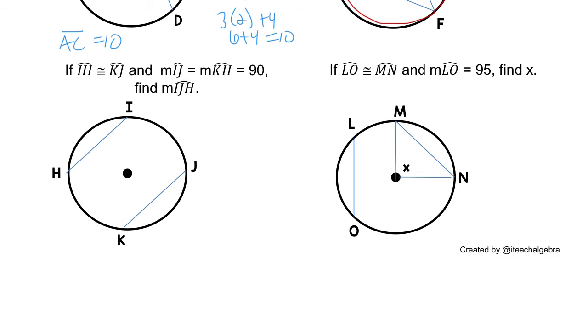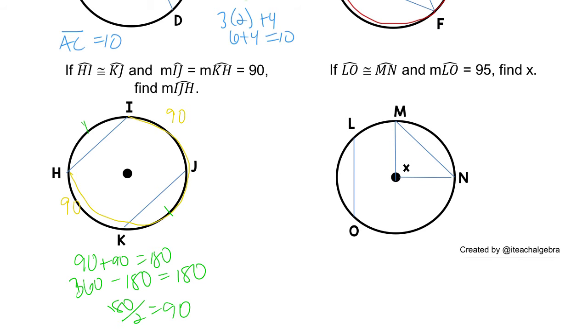We have HI congruent to KJ, so those two chords are congruent, and IJ equals KH is 90, so these two are 90. So now we want to find the measure of arc IJH. If these two arcs are the same, we know that we have 90 plus 90 in those HK and IJ, that's 180. So that means HI and JK are going to have 360 minus 180 between them. That's 180. And they share it equally because they're the same. So these are each 90 as well.